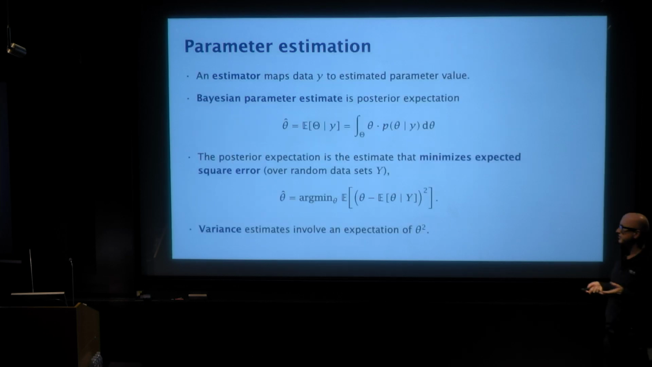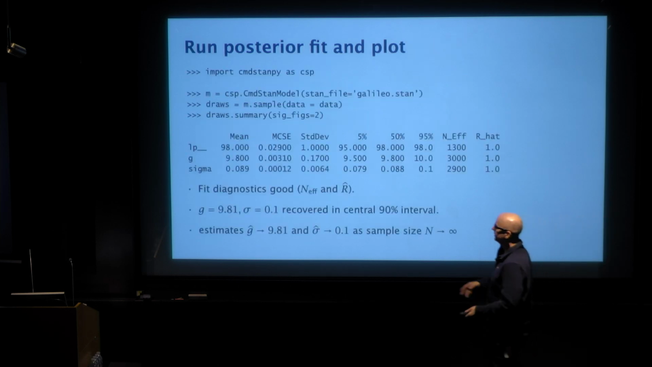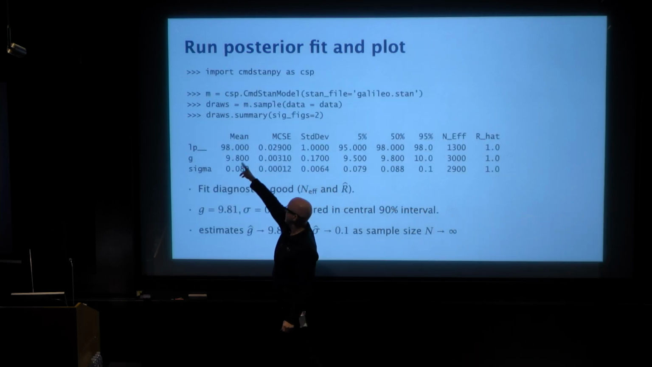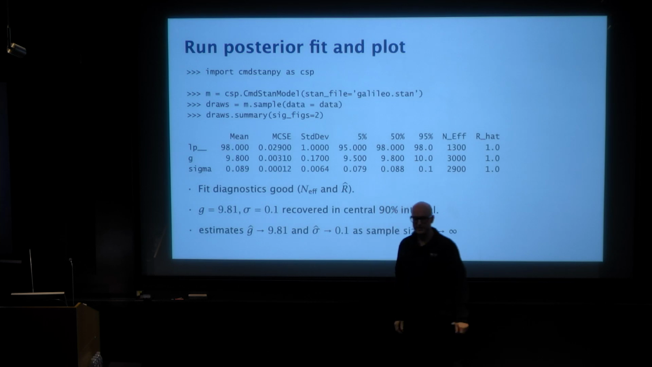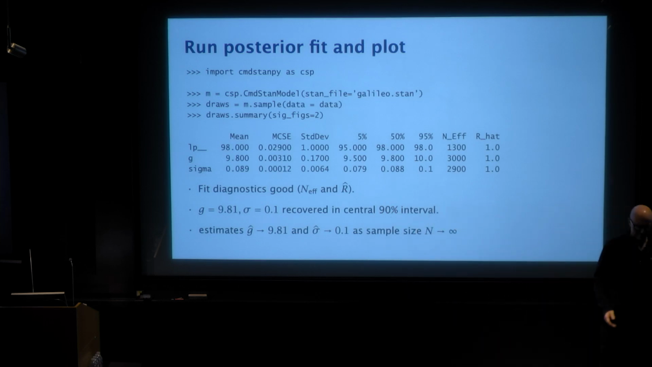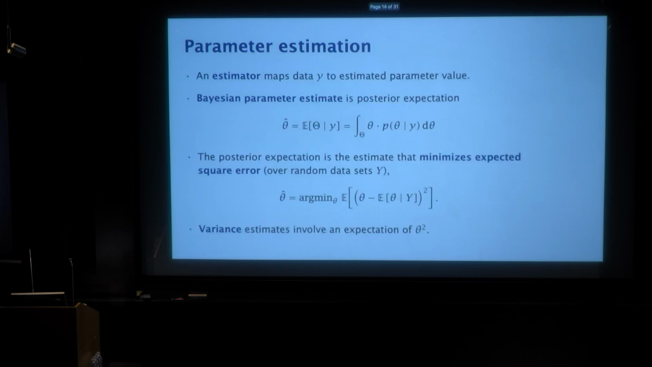Let's say we want to estimate a parameter. What I gave you here are parameter estimates, 9.8 and 0.089. That's my best guess as to what those parameter values are after I ran this. The way we do that is a posterior expectation. If I've got some random variable theta, and I'm trying to figure out what happens to it after I observe y, then I have this conditional expectation, which is just a posterior average. Everything in Bayes looks like this. Not everything, but almost all the inferences we do look like this.